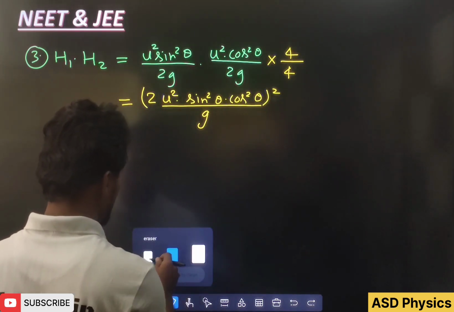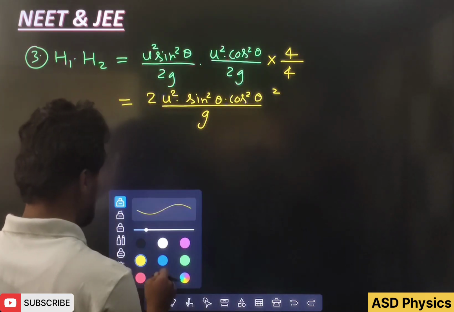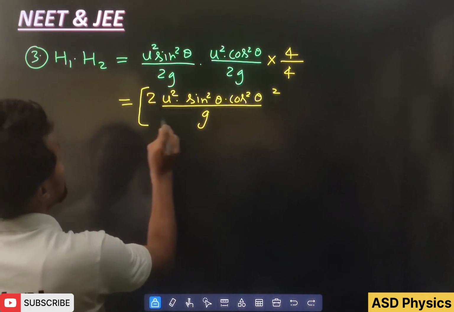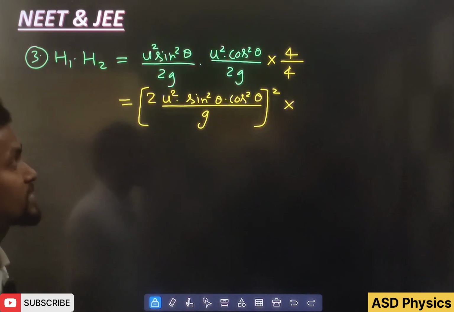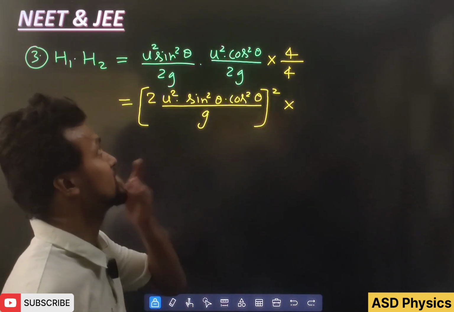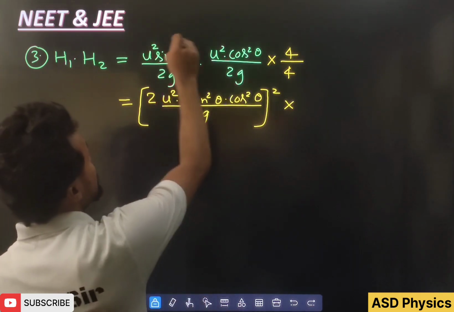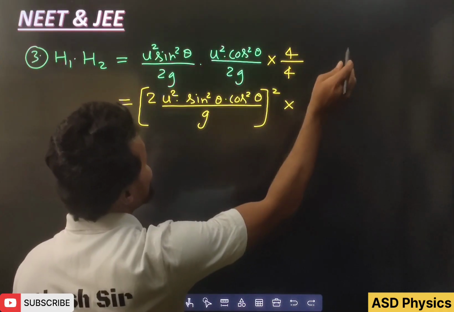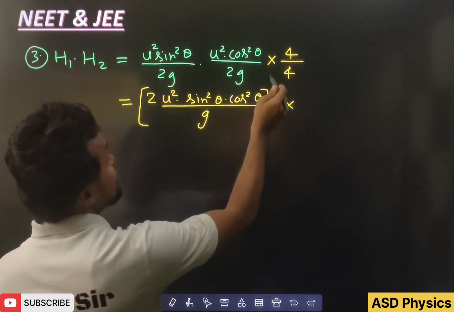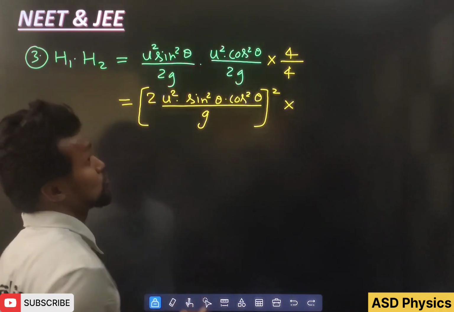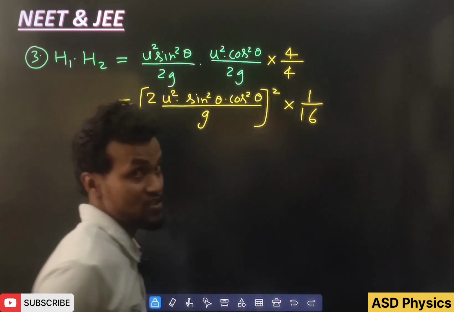I'll just make the overall square. Okay, let me rough this. Then you can see very well why we have done this. See, this overall square I have made now. So 2u square sine square theta into cos square theta by g whole square. Okay. Then after that, what will be left? You can see very well this u square sine square theta cos square theta, and this 4 is also covered, 2 square. Then what is left? See, this 4, this 2, this 2. So 4 into 2 into 2, it will become what, students? 1 by 16. Is it?